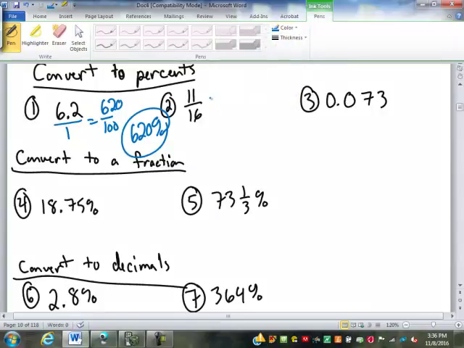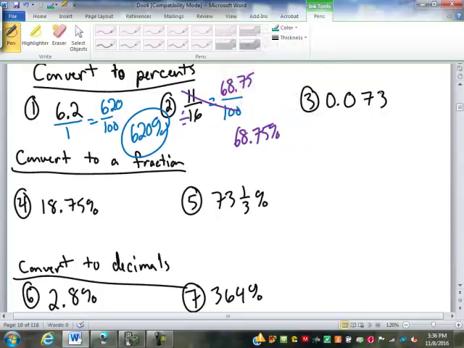The next one, 11/16, is a fraction. To turn it into a percent, we use our proportion. So we make it equal 100, and we'll cross multiply and divide. 11 times 100 divided by 16 is going to give us what? 68.75 out of 100, or 68.75%. Good.